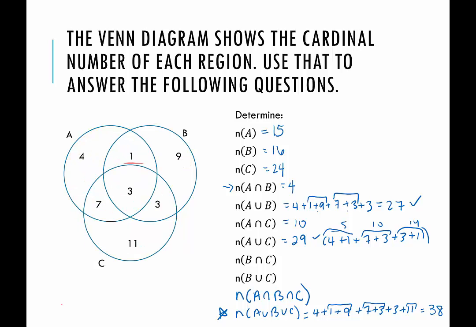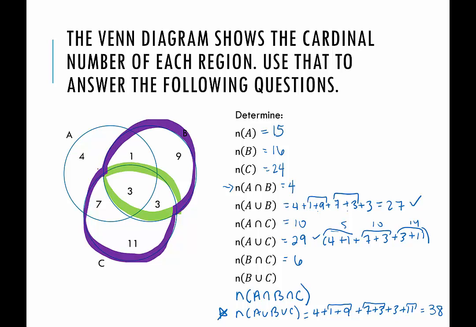Okay, so now for the next 2, we have B intersect C. So where do B and C overlap? Right in here, right? These are where we see they're contained in set B. They're also contained in set C. So if we add those 2 regions together, we're going to see that the number of elements in the intersection of B and C is 6. How about the union? Well, the union here would be anything in C and B. There's my little weird 8.